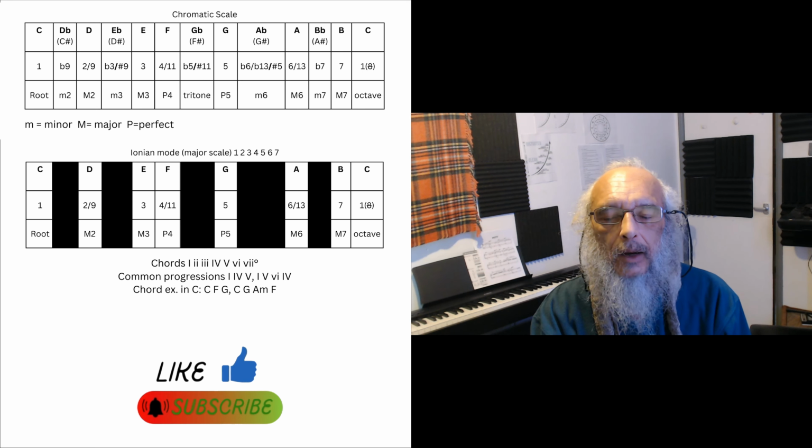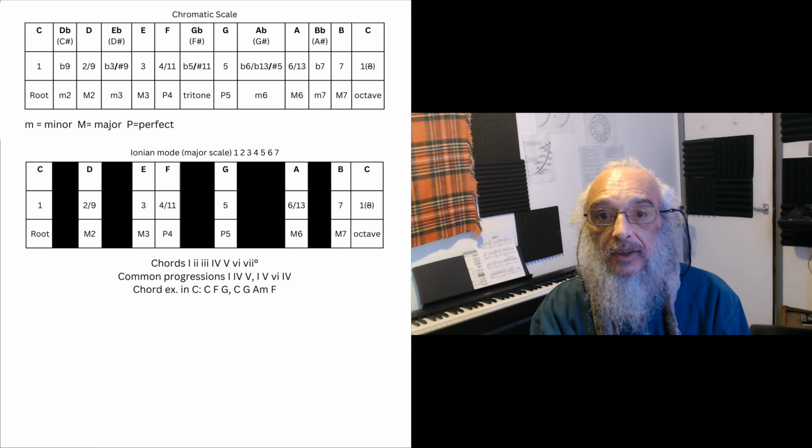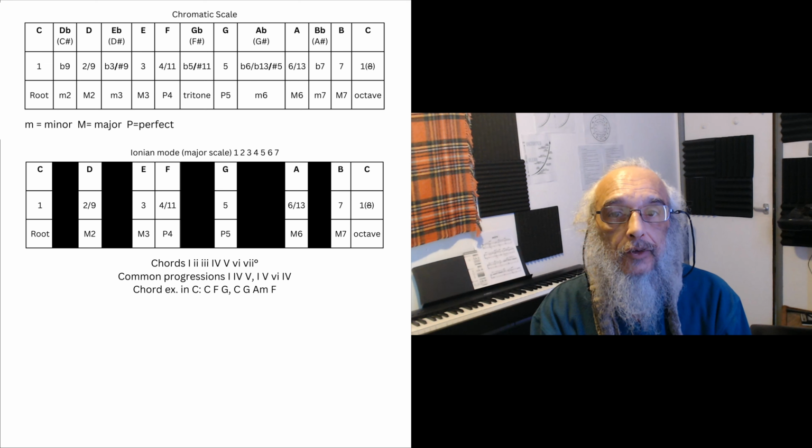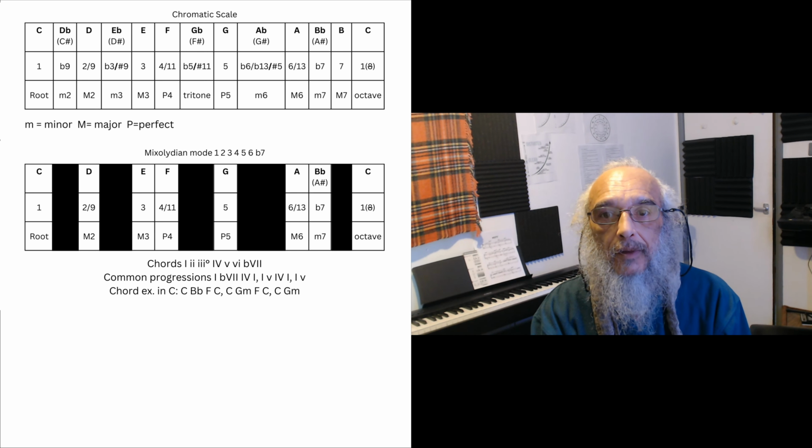Next we have Ionian mode, which is a major scale that we have already covered, so we'll skip past it. The last of the 3 major modes is Mixolydian. This is a major scale with a flattened 7th. Common chord progressions are 1 major, flat 7 major, and 4 major, back to 1 major, or simply 1 major and 5 minor.